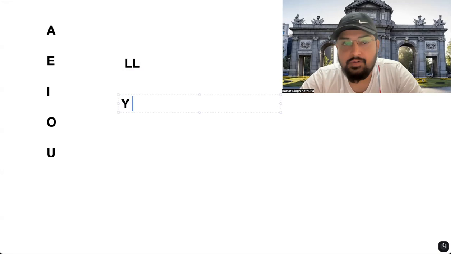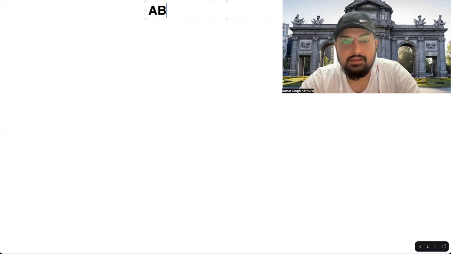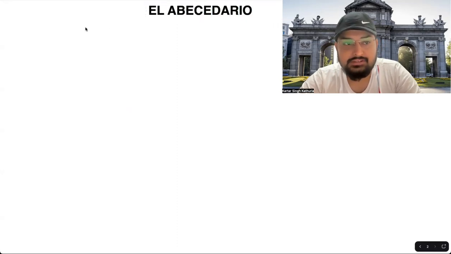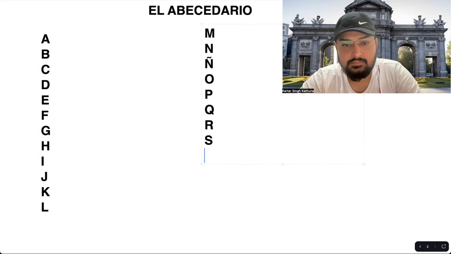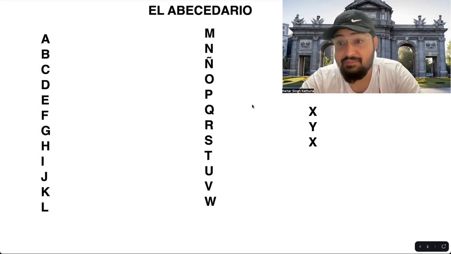We can also work on the abecedario, the Spanish alphabet. So these are the letters. I'll be telling you how these letters are pronounced. Like in English, we say A, B, C, D, E, F, G, H, I, J, K, L, M, N, O, P, Q, R, S, T, U, V, W, X, Y, Z.